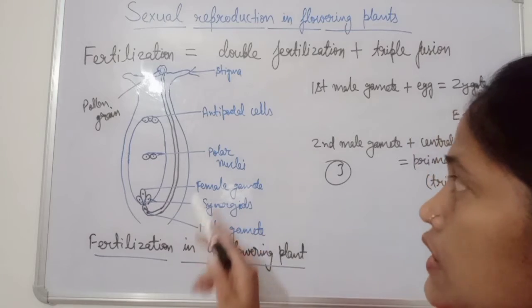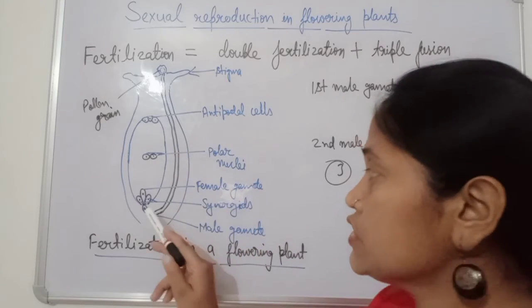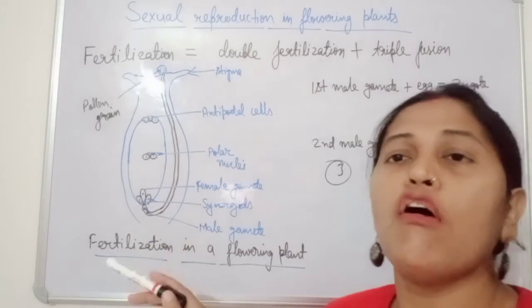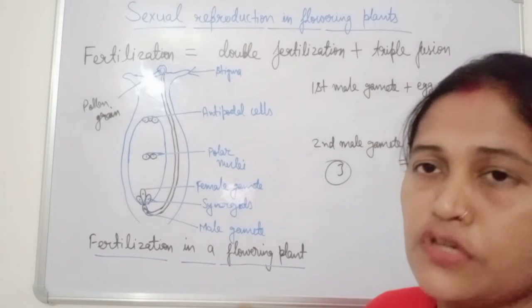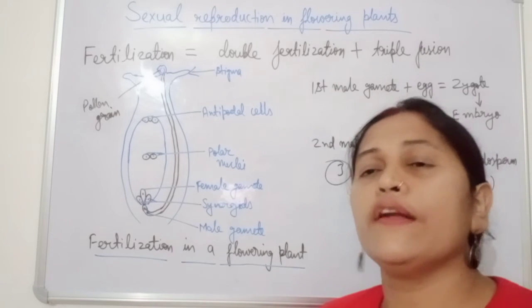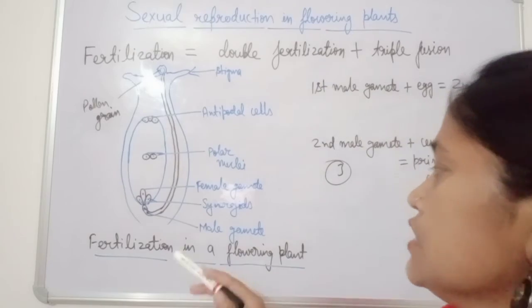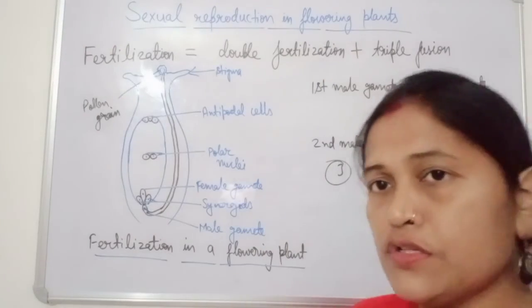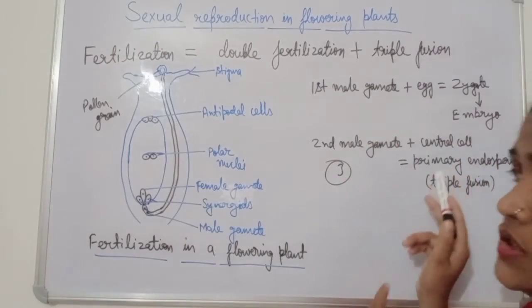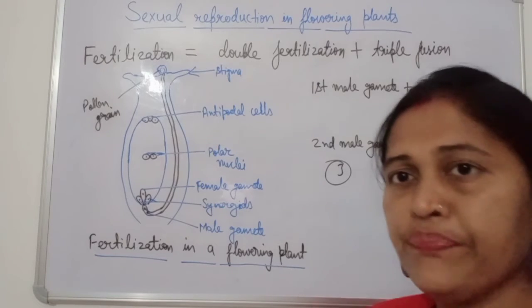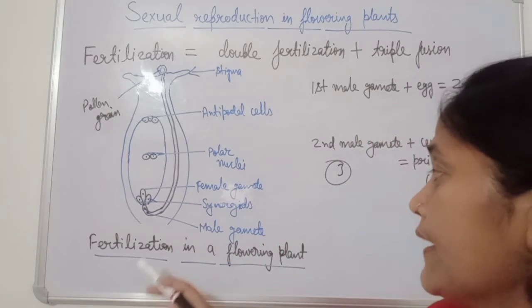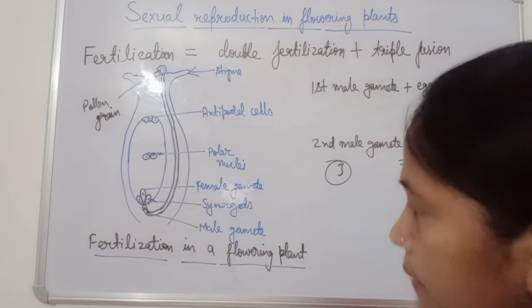Usually the pollen tube enters the ovule through the micropylar end, and after entering, it bursts to release two male gametes, as we have already discussed. In this way fertilization occurs in a flowering plant.